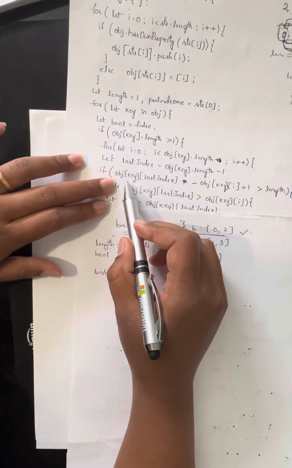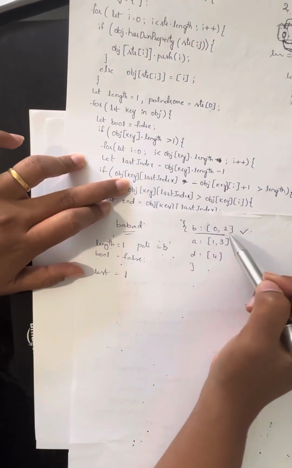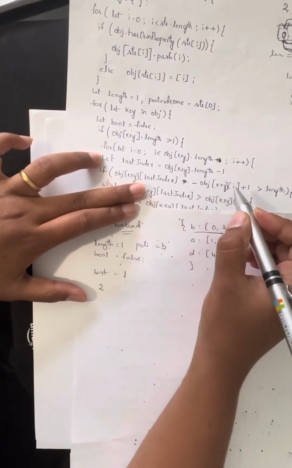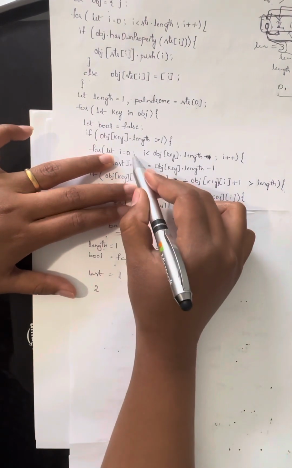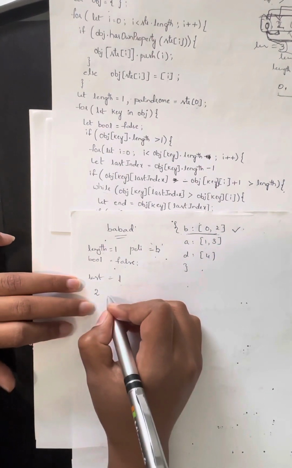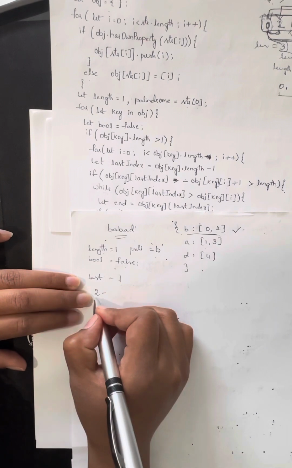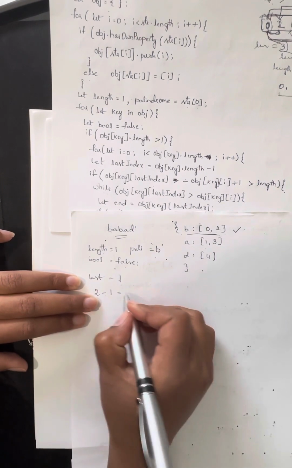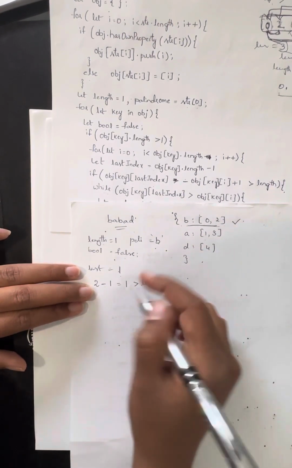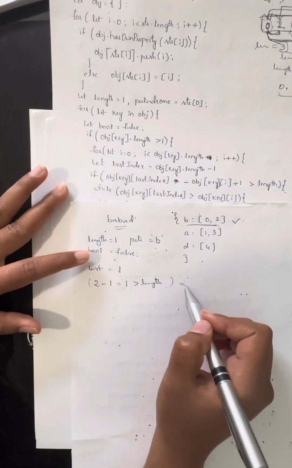And now if object key of last index, so object of key of last index is 1, so it is 2, minus object key of I is 0, so I is 0 plus 1, so 2 minus 1 equals to 1 is greater than length. We'll be checking this condition. So the length is 1 here, and this condition will be false.